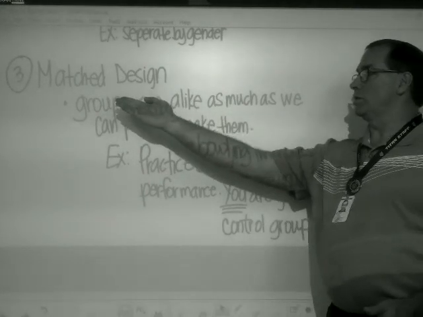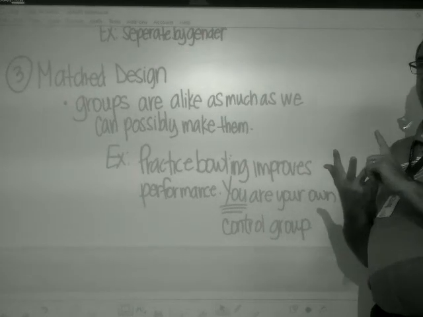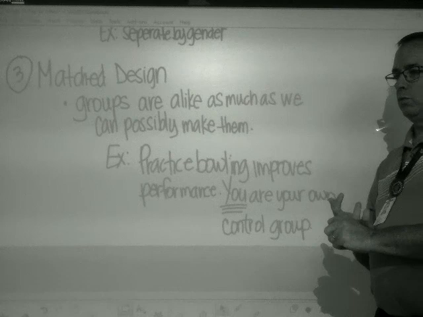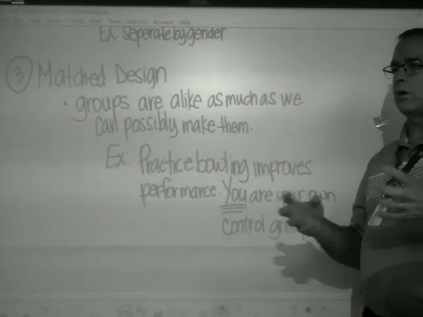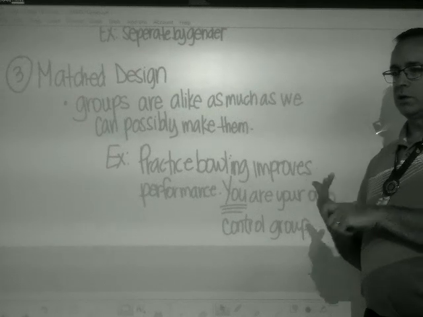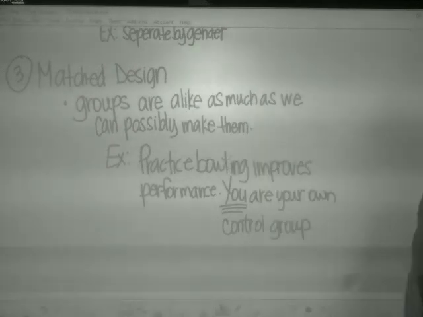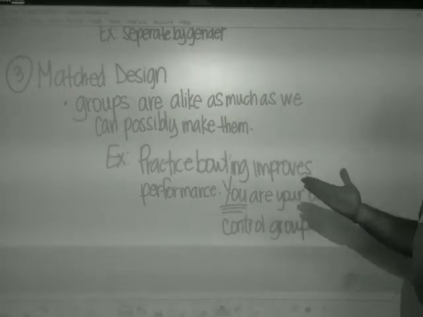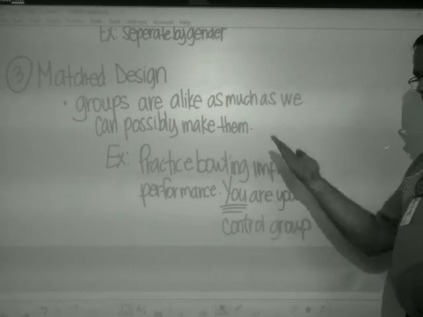We might just do a design in which groups are matched on where they live, where they work, what type of race or ethnicity they are, so that way we can try to rule out some of the genetic pieces, some of the environmental pieces, and we would just match them on characteristics. But you are your own control group if it's done on yourself.